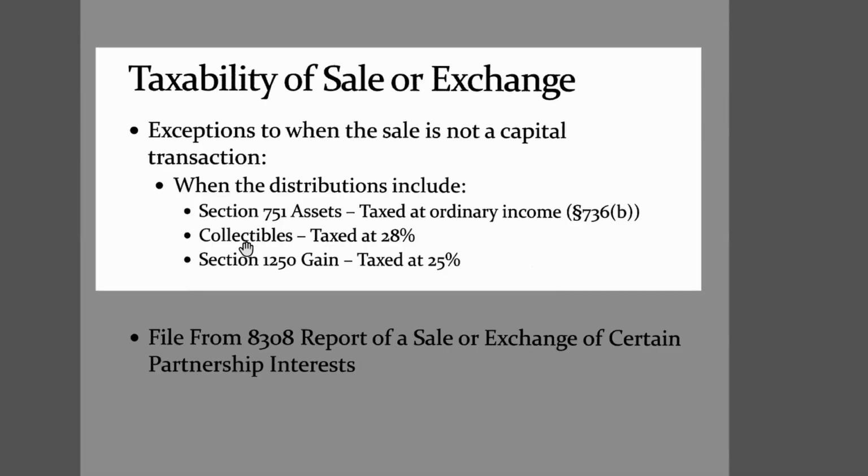Taxability of sale or exchange. Exceptions to when the sale is not a capital transaction. When the distributions include 751 assets, which is ordinary, collectibles, which is 28%, and 1250 gain, taxed at 25%.